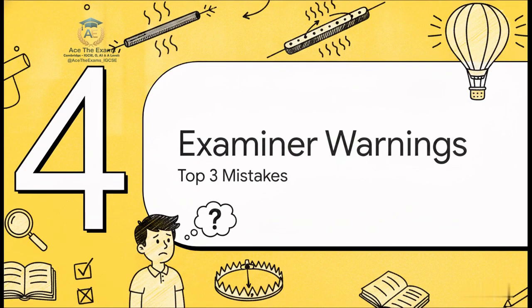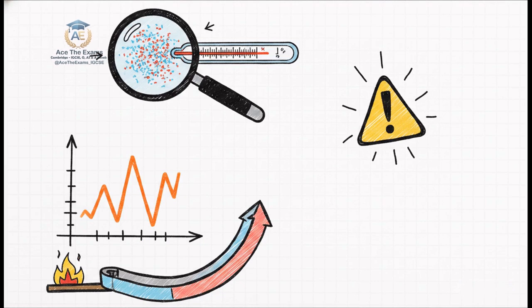Welcome to Section 4, Examiner Warnings. This is where we look at the traps that catch even the most prepared students. We're going to rapid fire through the top 3 mistakes pulled straight from principal examiner reports regarding thermal expansion. Mistake number 1, students simply forget to include the proper format. Listen, if a question explicitly asks for an explanation in terms of particle motion and your entire answer only talks about macroscopic visible changes like the level of a red liquid rising in a glass tube, you score 0. 0 marks. You didn't answer the prompt.